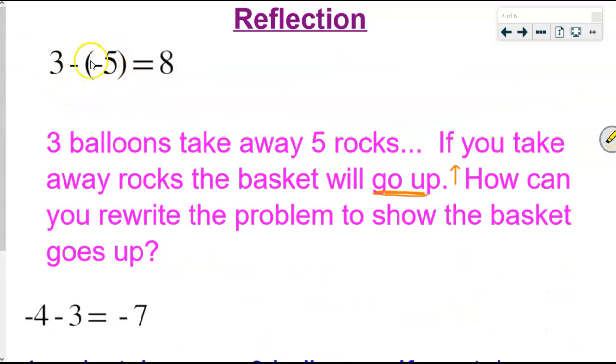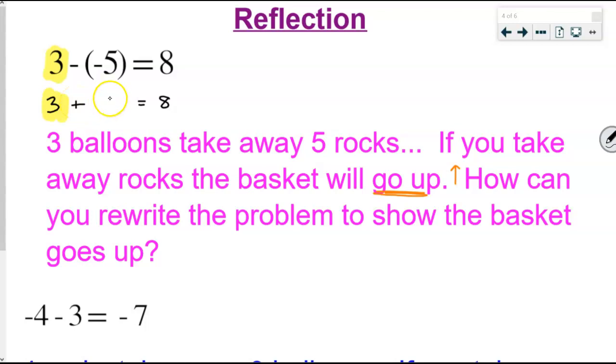But as I rewrite this problem, I want us to stay in the same place at the beginning. So we still need to start at 3. There's still going to be 3 balloons in the basket. And I still need it to end the same way. I need it to end at 8 with 8 balloons. So how do I change this problem? Taking away rocks can change to, yes, Harmony.